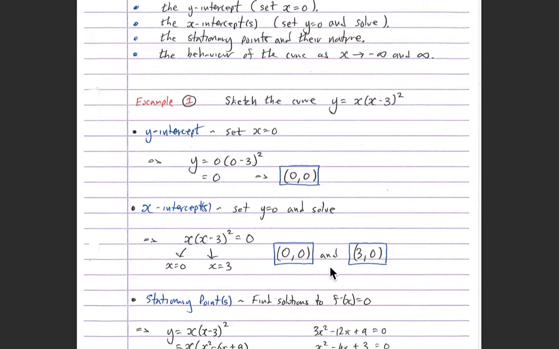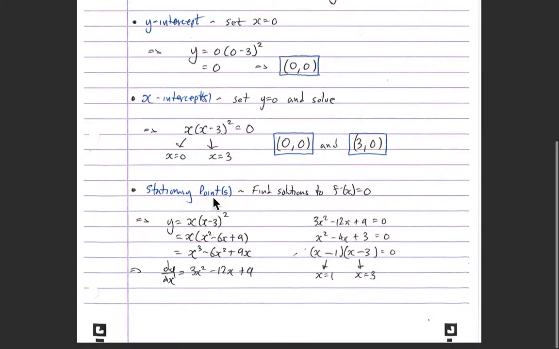Now we look at the stationary points. To find stationary points, we have to find solutions to f dash x equals 0. Now this function was already factorised, so we have to break that bracket and return it to its original form ready for differentiation. So we simply do that, and then we now can find dy by dx. That'll be 3x squared minus 12x plus 9. Remember, you can pause the video at any point just to follow the steps that I'm going through. We set that equal to 0, we divide through by 3, and we factorise, giving us two stationary values at x equals 1 and x equals 3.